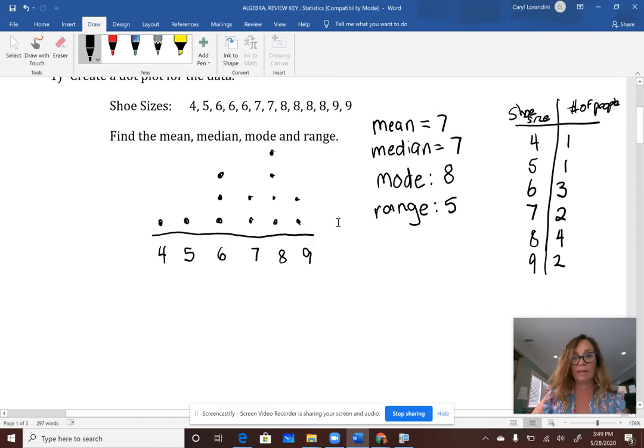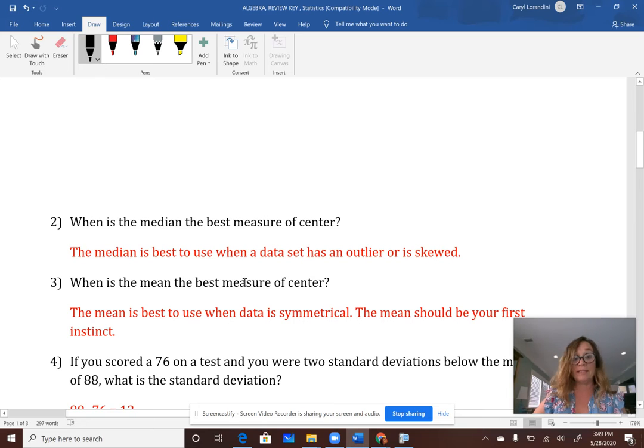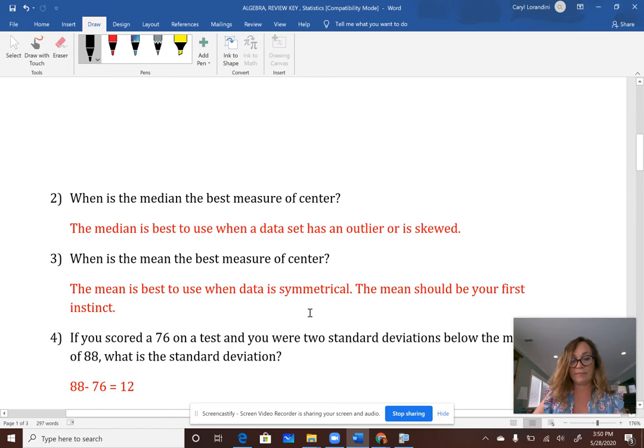Okay. All right, here we go. When is the median the best measure of center? The median is best used when a data set has an outlier or the data is skewed. When is the mean the best measure of center? The mean is best to use when data is symmetrical. The mean should be your first instinct.